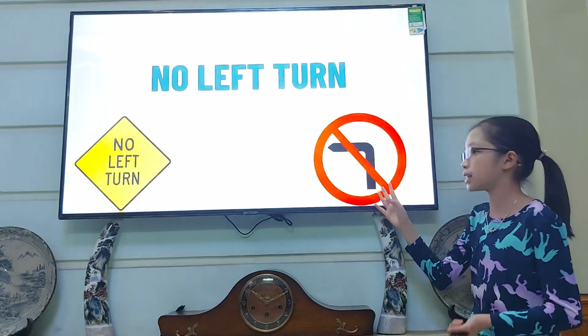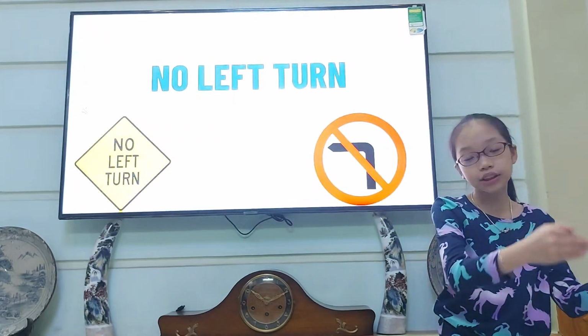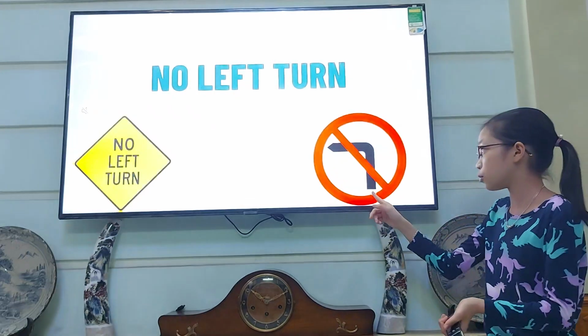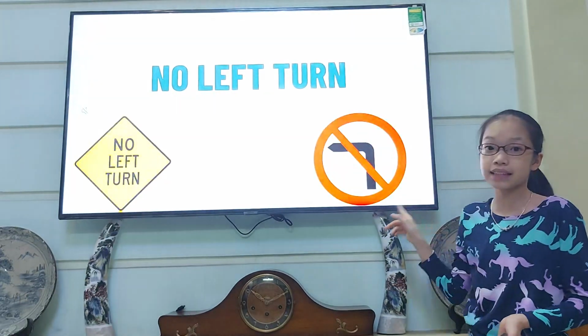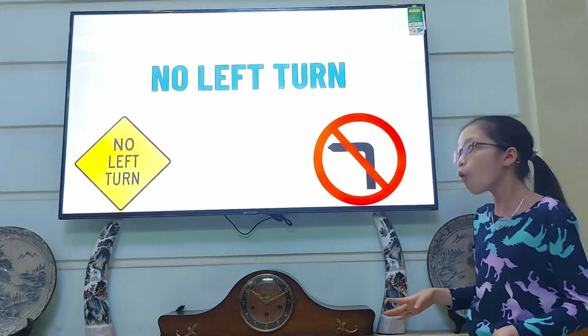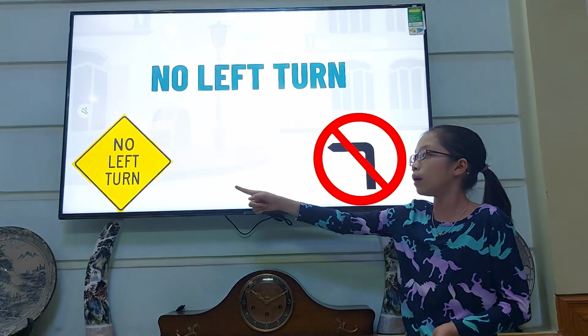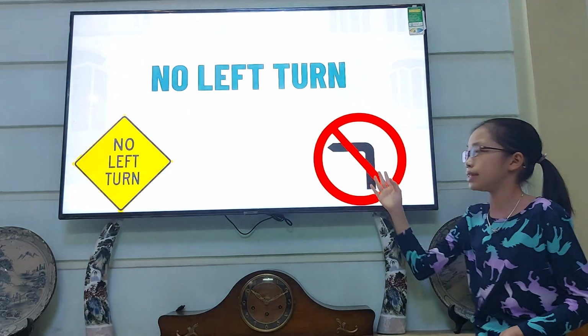So no left turn. This is like when we walk and we can't turn left. We can't turn left. So no left turn again. This is red and has a stripe against it. So no left turn. Or you can see this road sign, but we rarely see this. We will see this more often.